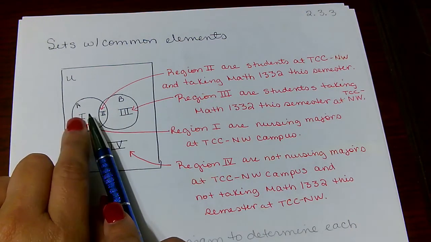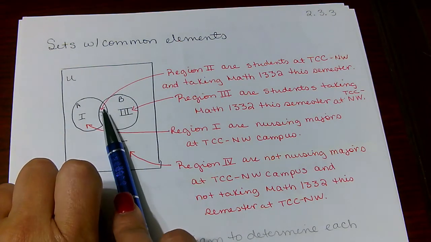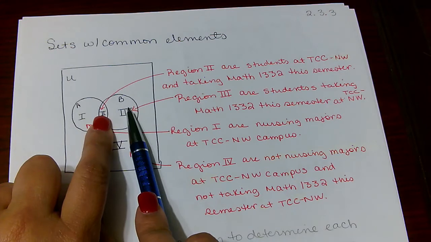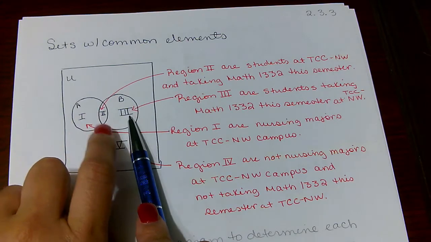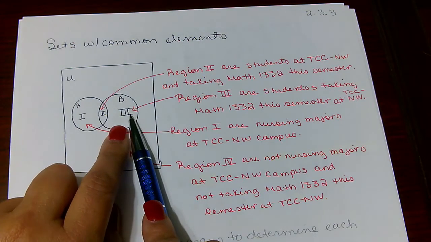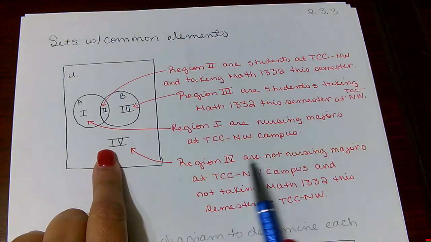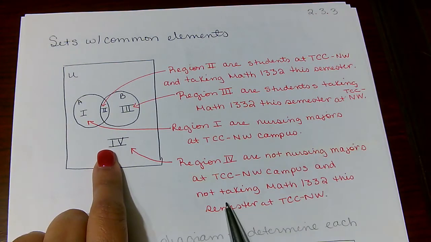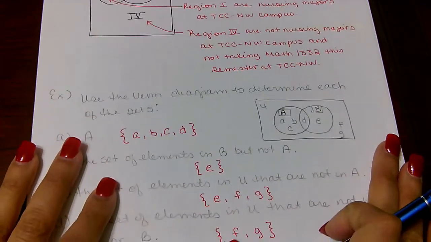So not all nursing majors are taking 1332 this semester, only some of them are. But not all students taking 1332 are nursing students, only the part in Section A. Region 3 are the students who are taking 1332 this semester, but they're not nursing students. Then you have the rest of the population out here. Region 4 represents not nursing majors at TCC Northwest Campus, and they're not taking 1332 this semester. So that's what that diagram would look like.